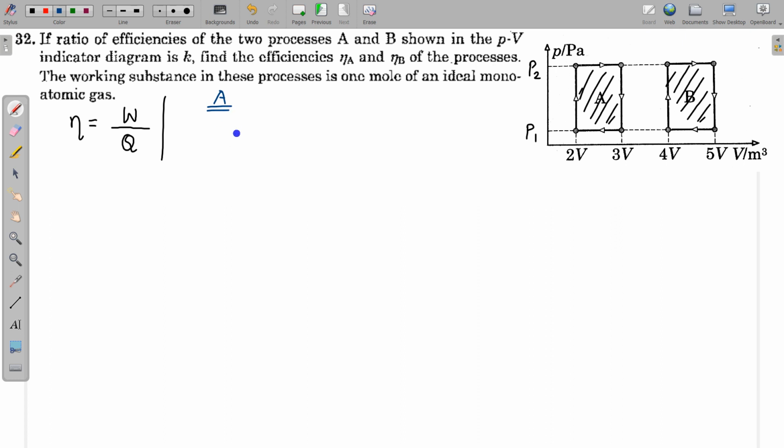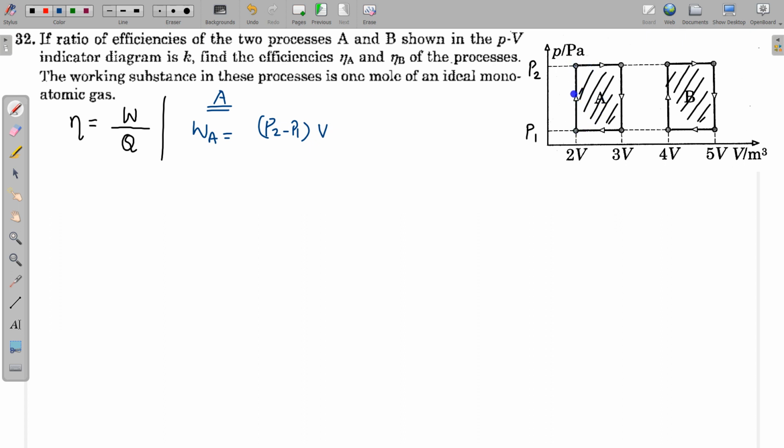Calculation for process A: work done in process A is equal to this area, and this side will be P2 minus P1, and the base is 3V minus 2V, that is equal to V. So this is work done in A. And what is heat absorbed? During this cyclic process, which are the processes in which heat is absorbed? The processes are isochoric and isobaric. This is an isochoric process, volume is constant at 2V. This is an isobaric process, pressure is constant. This is again an isochoric process, this is again an isobaric process.